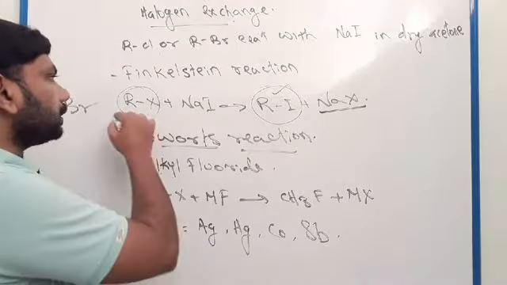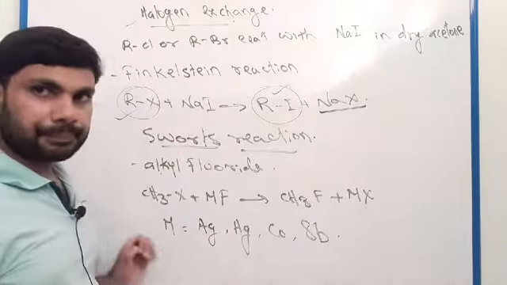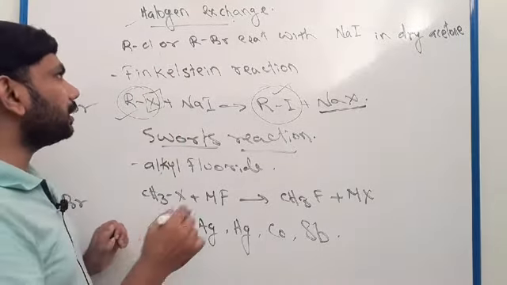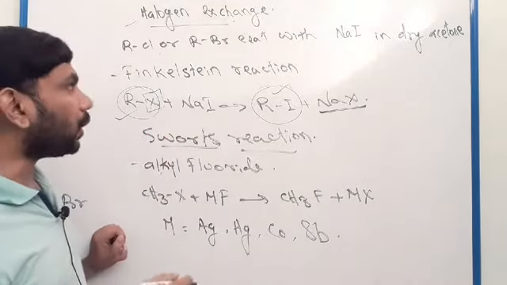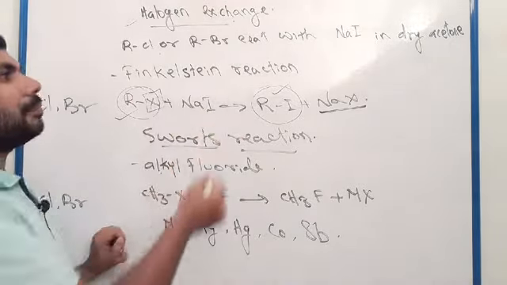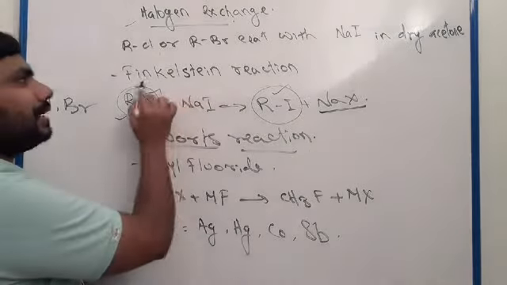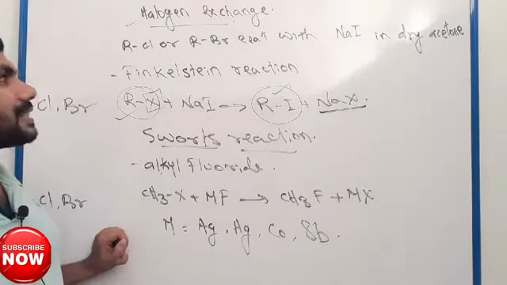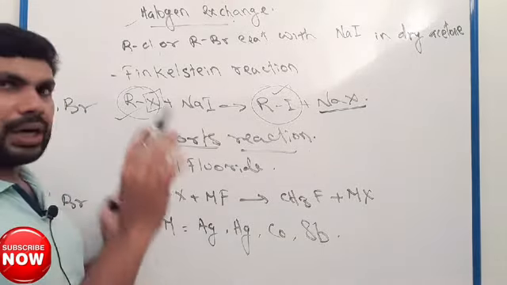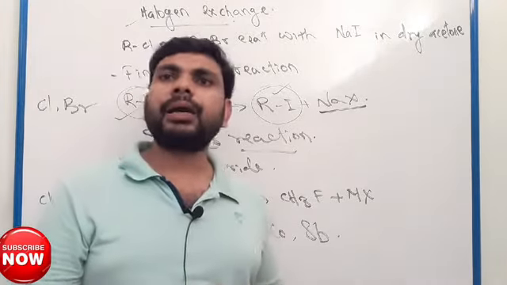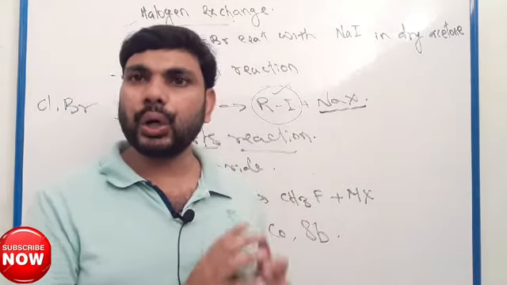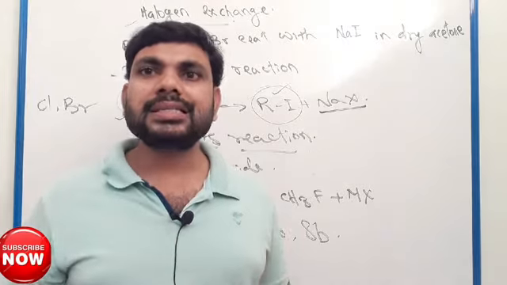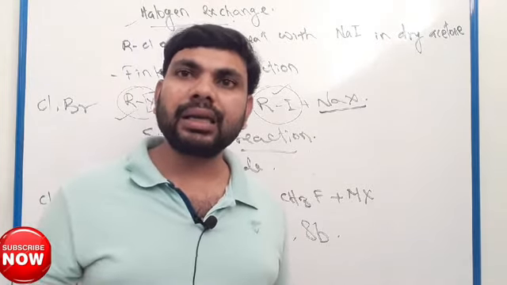So this is one method, the halogen exchange method. Here the halogen will be exchanged. This halogen exchange method is also called Finkelstein reaction. These are the methods to prepare halogenoalkanes. Here we discussed only preparation of alkyl chloride, bromide or iodide. We didn't discuss preparation of alkyl fluoride.